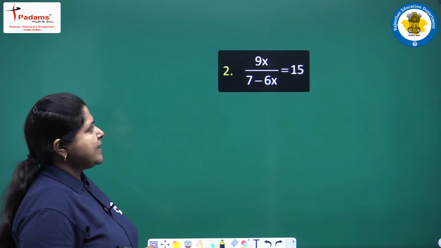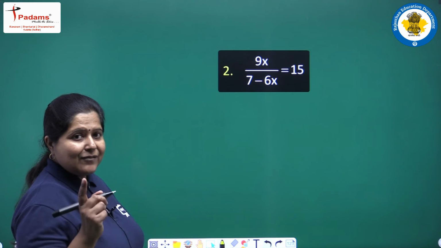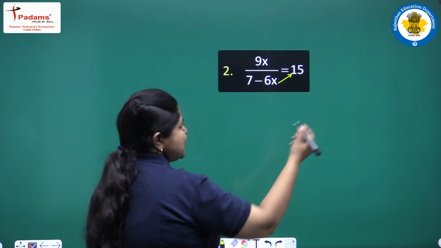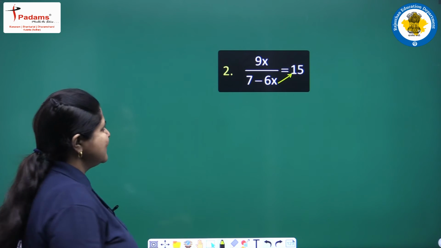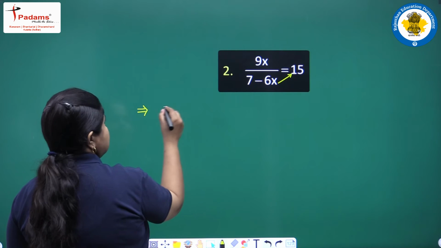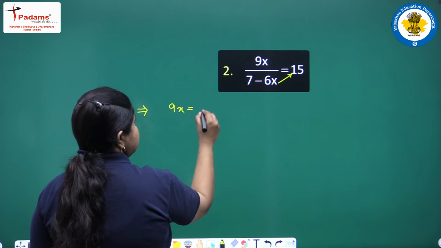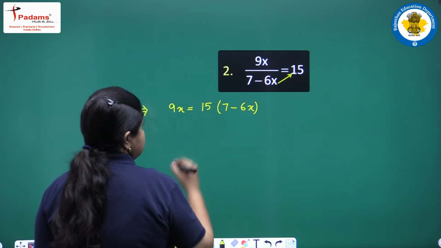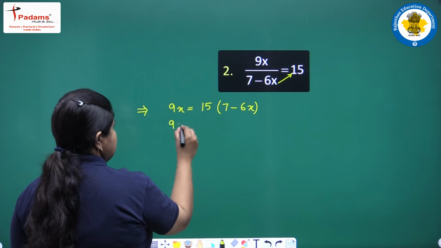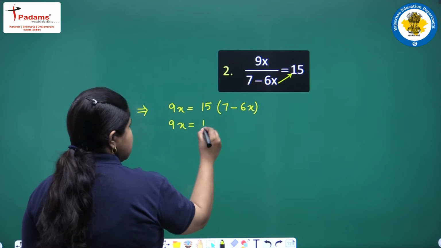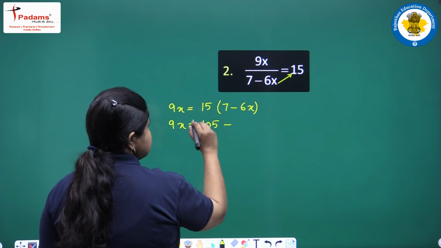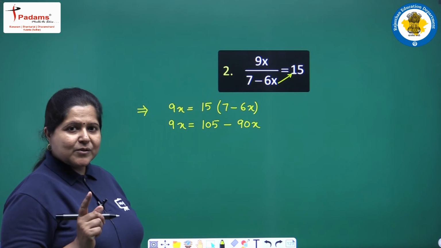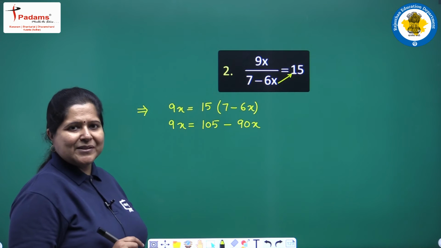9x/(7 - 6x) is equal to 15. Again, what we need to do? Yes, bring this 7 - 6x to the RHS in multiplication. This will give us 9x equal to 15 into (7 - 6x). Now open up the brackets. 9x equal to 15 sevens is 105 minus 15 6s is 90x. You should learn the tables also because they are frequently used in the calculation work.